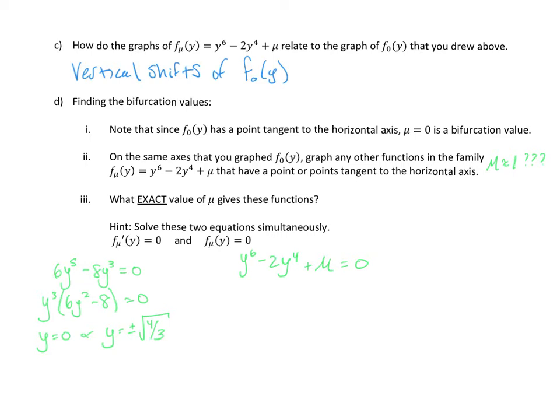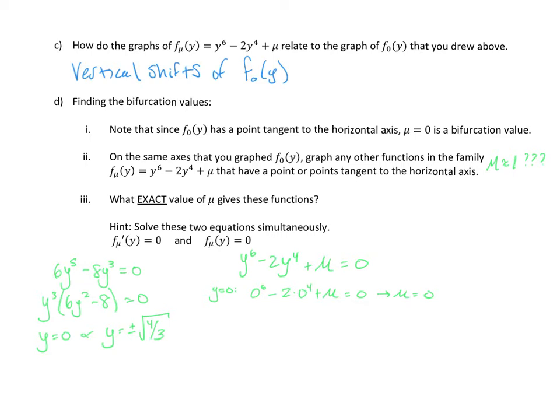I want to plug those values of y into my other equation to solve for mu. So I'll start with 0. So if I plug y equals 0 in here, I get 0 to the 6th minus 2 times 0 to the 4th plus mu equals 0. So mu has to be 0.